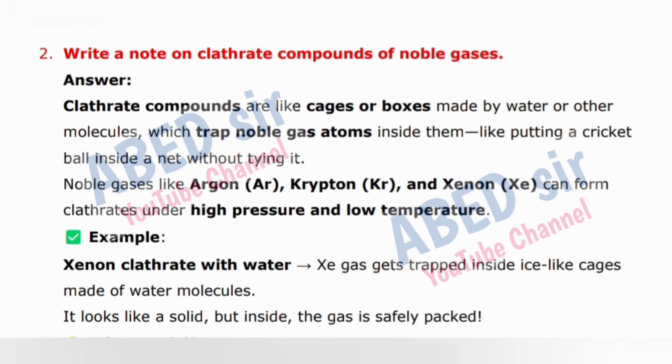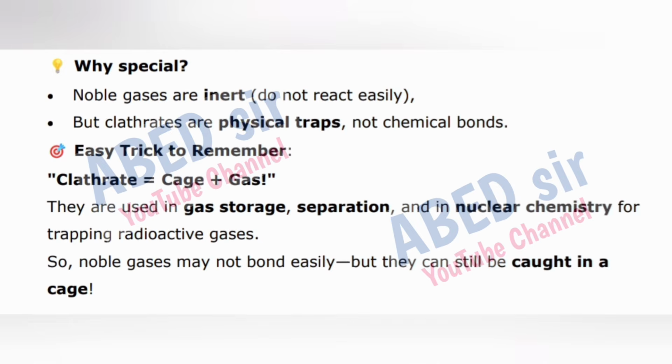Noble gases like argon, Ar, krypton, Kr, and xenon, Xe, can form clathrates under high pressure and low temperature. Example: xenon clathrate with water. Xe gas gets trapped inside ice-like cages made of water molecules. It looks like a solid, but inside, the gas is safely packed. Why special? Noble gases are inert, do not react easily. But clathrates are physical traps, not chemical bonds.